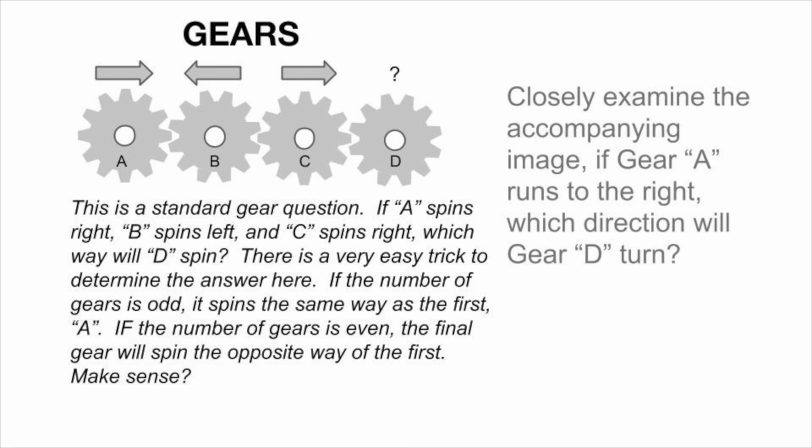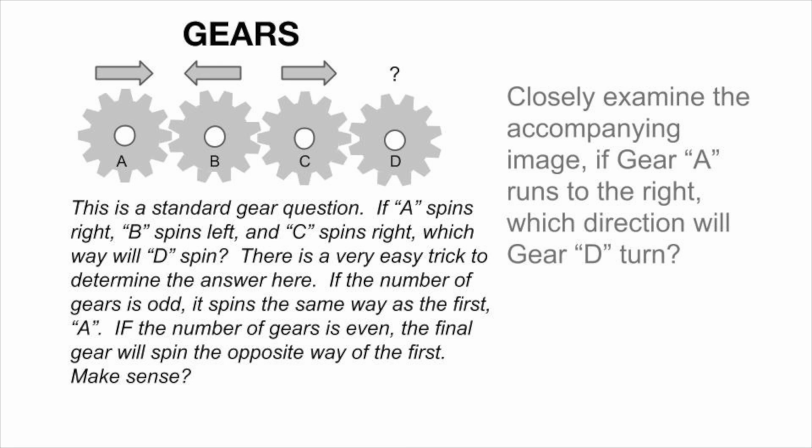If the number of gears is odd, it spins the same way as the first, A. If the number of gears is even, the final gear will spin the opposite way of the first. Make sense? Problems like these are simple when you know the shortcut.